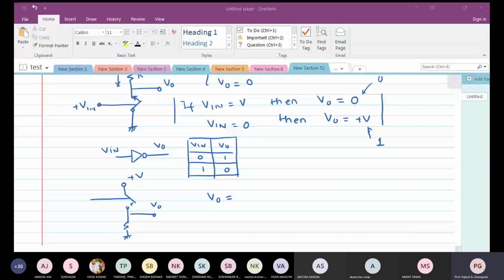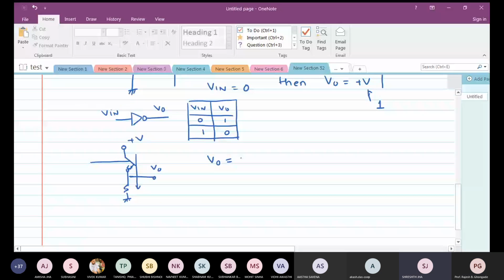If the switch is closed, what is going to be the output voltage? 0. How can it be 0? This point is directly connected to plus V, no? Plus V.